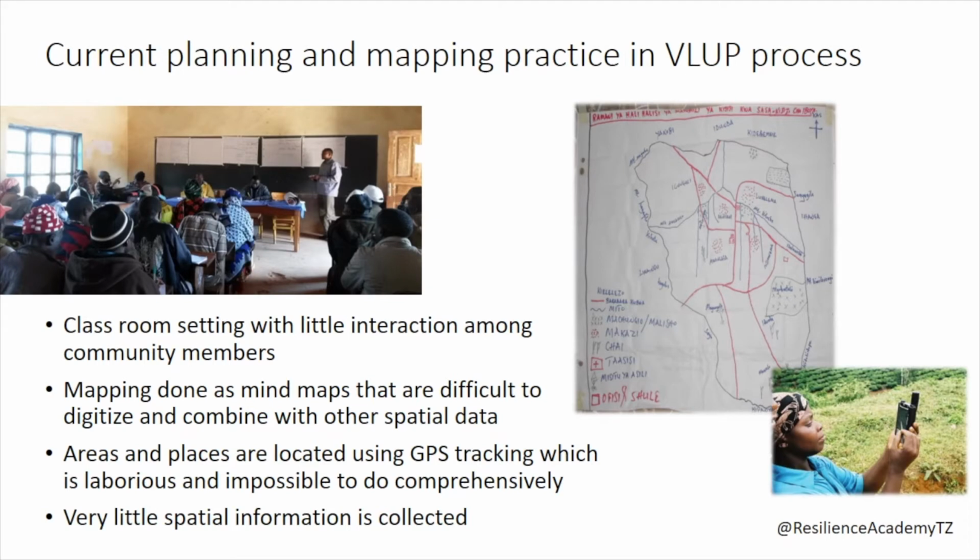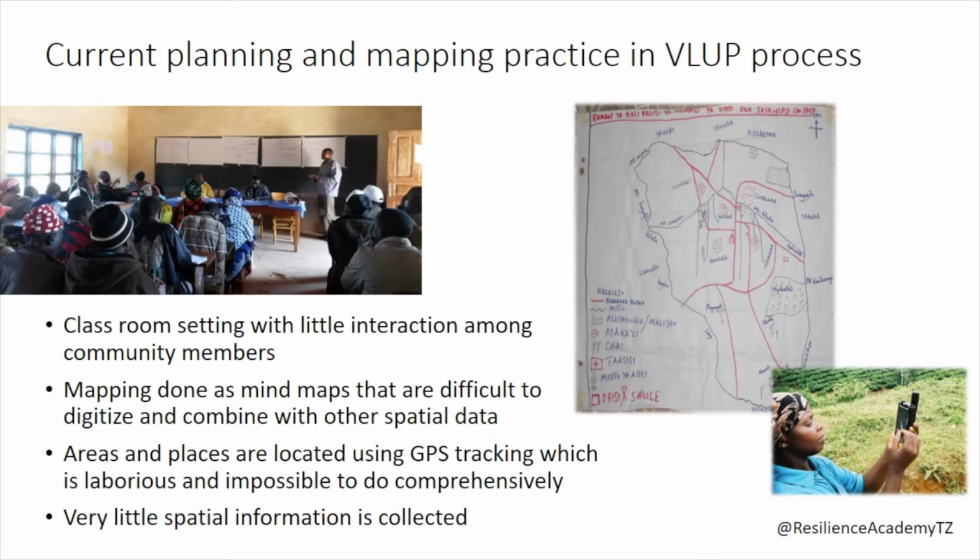The current village land use planning and mapping practice is based on classroom setting, where the district planning officers are asking the community representatives mostly questions, and there's very little interaction among the community members. During the process, they do participatory mapping, and it's done as mind maps on blank pieces of paper, such as this example here on the right.